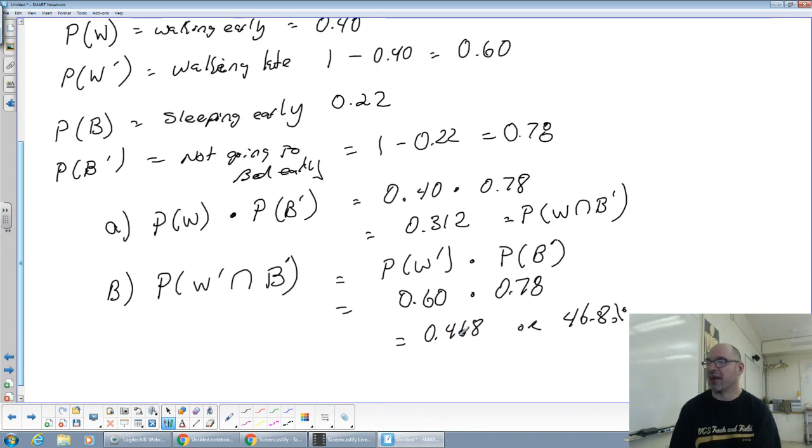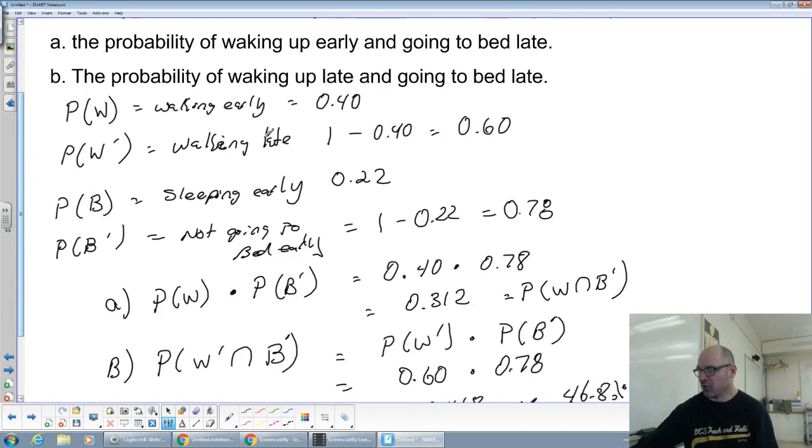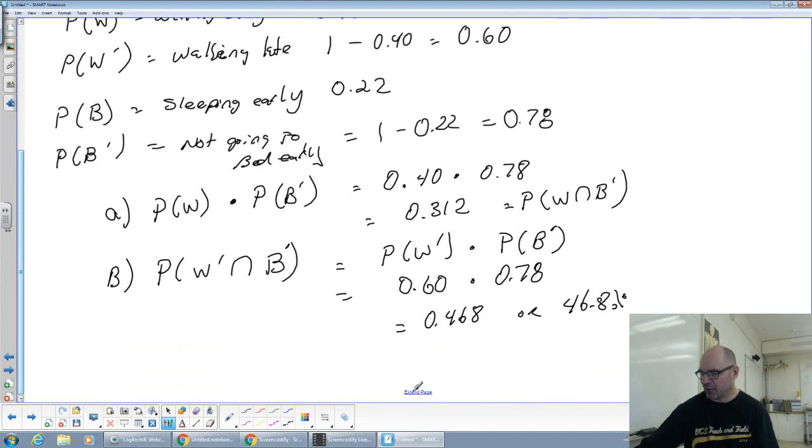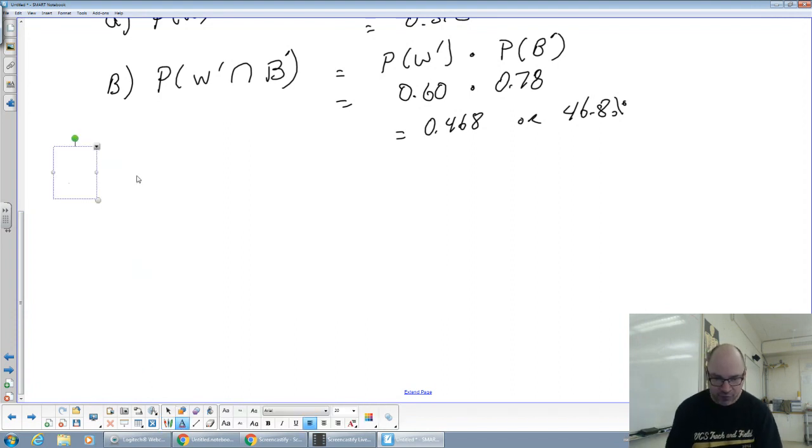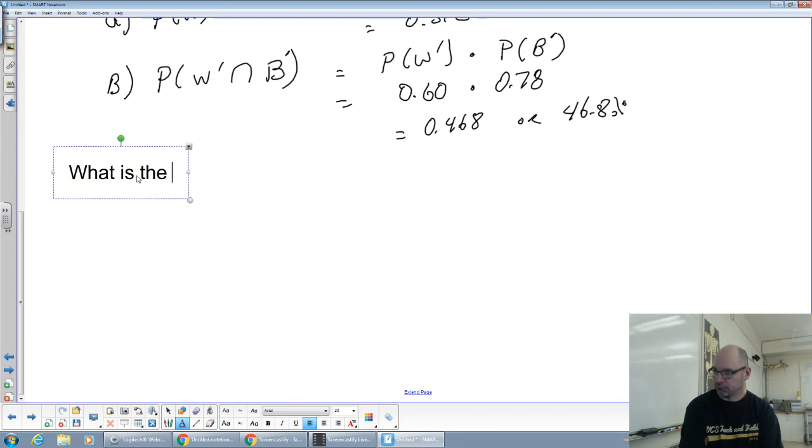Now, let's throw in an OR with the same question, okay? So that we don't use this formula, we have to go back to the OR formula. Because they'll do that in this section, so let's throw an OR question in here. What is the probability of waking up early or going to bed early? Call it C.